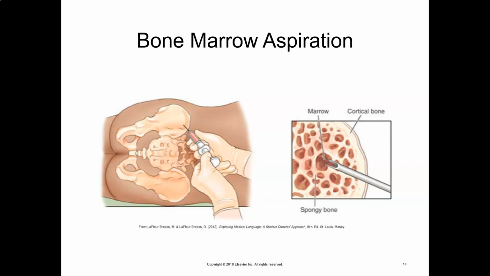Bone marrow aspiration is done in order to test the bone marrow. It can be used to identify the presence of a leukemia or other malignancies, or to determine the cause of the anemia.